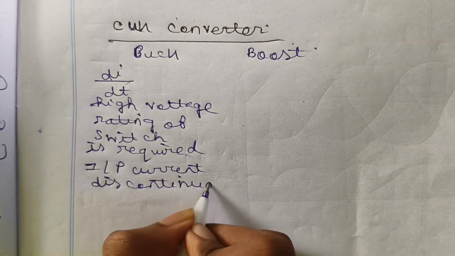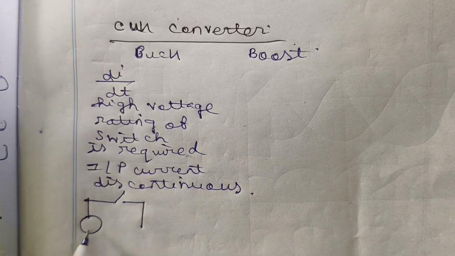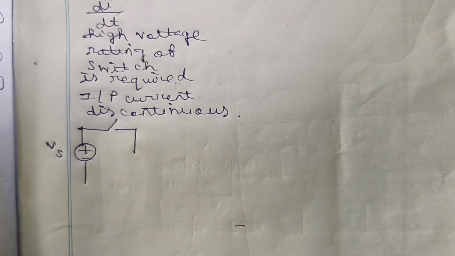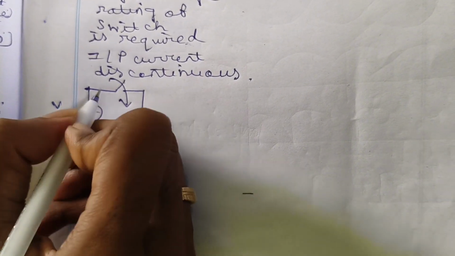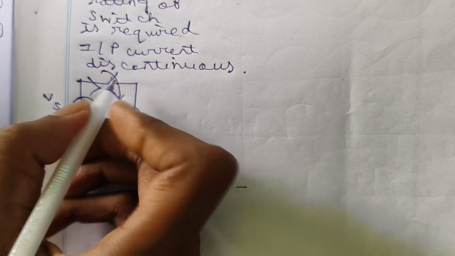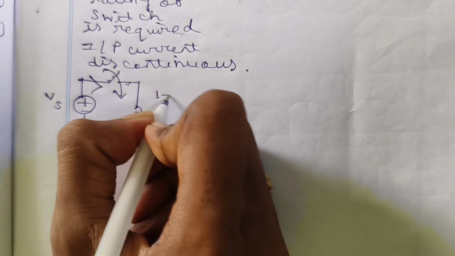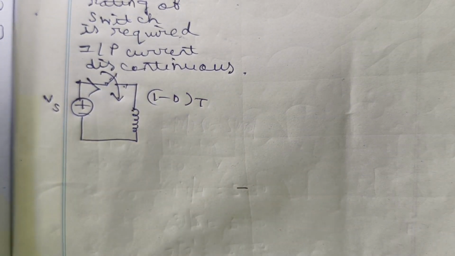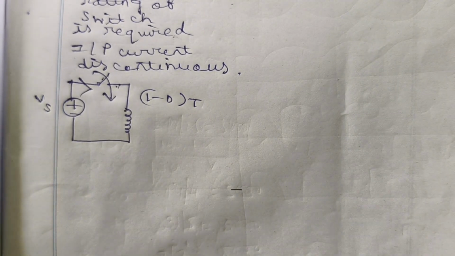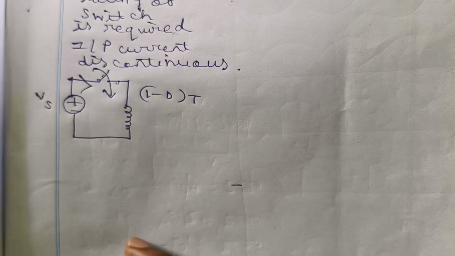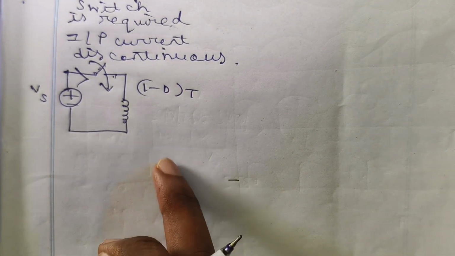Input current was discontinuous. Why? Because the circuit diagram was like this: there was a voltage source like VDC or VS, and an inductor was connected, so whenever the switch is on, source current flows. Whenever the switch is off, it becomes open circuited, and current does not flow during the off condition, or (1 minus D) into T, where D is the duty cycle and T is the time period. So input current is not continuous throughout on and off time, which is one of the disadvantages of the buck converter. And a smoothing filter is normally required to provide single polarity output voltage and unidirectional current.